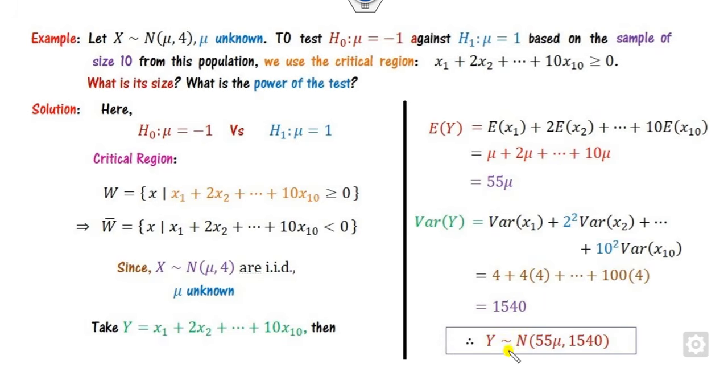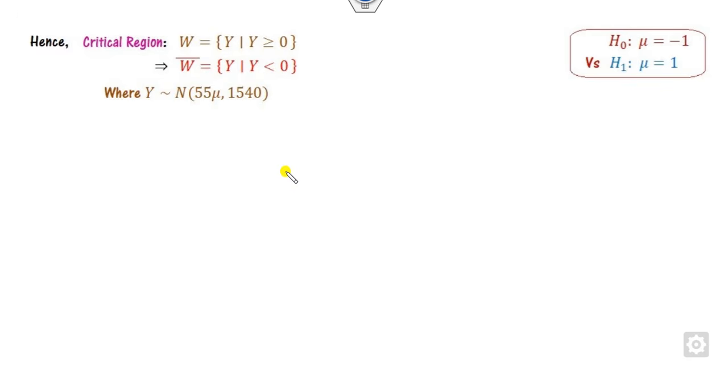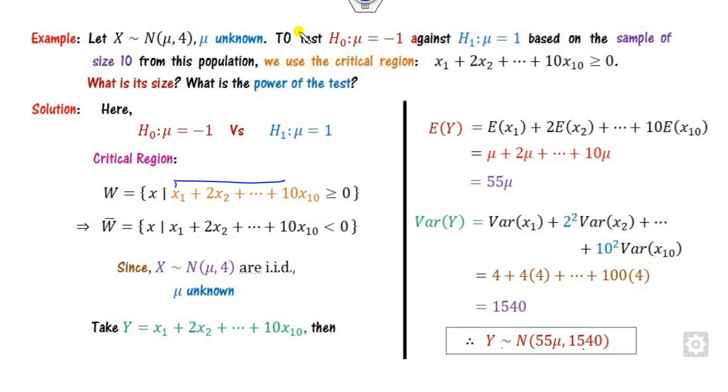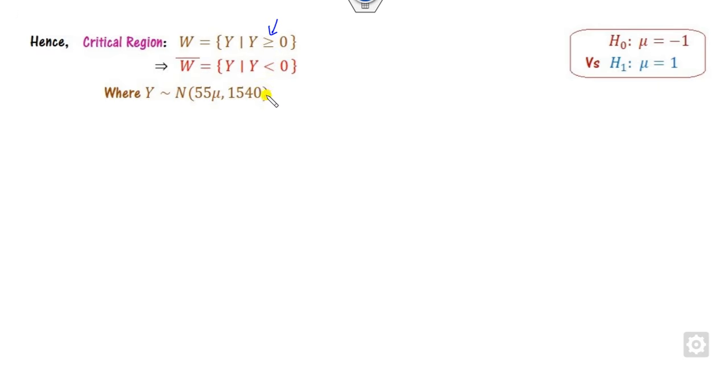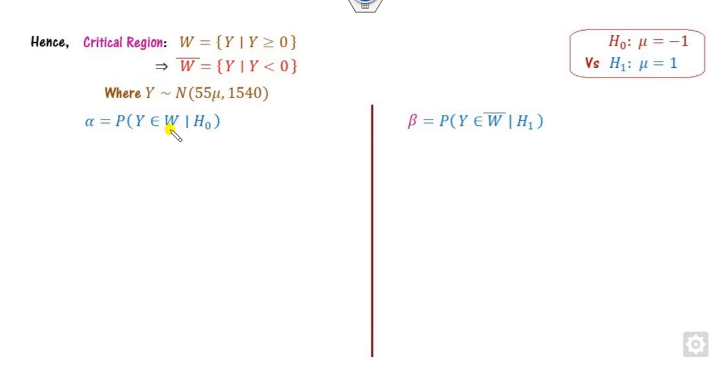Therefore y is this, so what is your w? This means w is nothing but y greater than or equal to 0. You can see I considered this as my y, so this is y greater than or equal to 0, and the complement is y less than 0. Now the rest of the part is simple. We can start with the value of alpha. How can you solve that? H0 is mu equal to minus 1, and H1 is mu equal to plus 1.